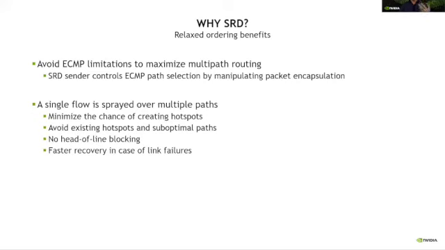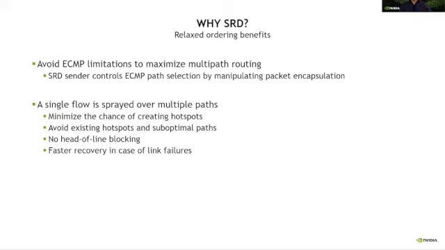And this is done by the SRD sender controlling ECMP path selection by manipulating the packet headers. This way, the SRD sender proactively sprays each single flow over multiple paths in the first place. And this allows minimizing the chance of creating hotspots. Also, this is done in a way to avoid existing hotspots and suboptimal paths in the network.